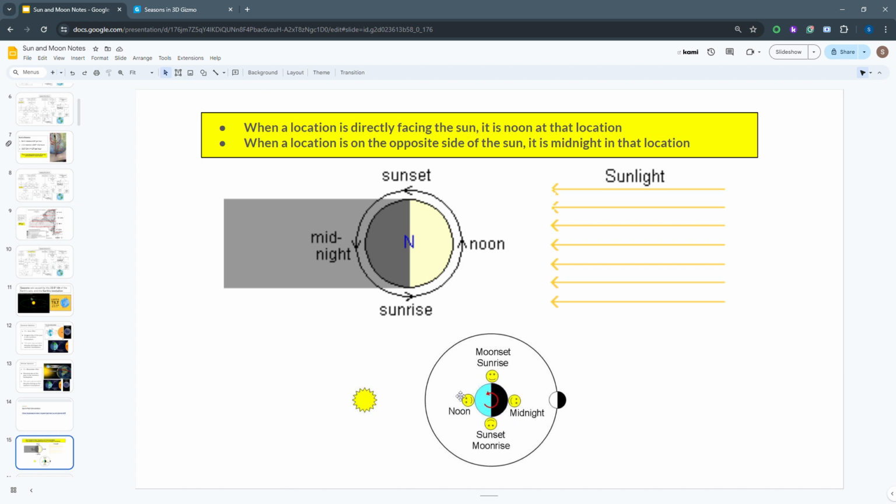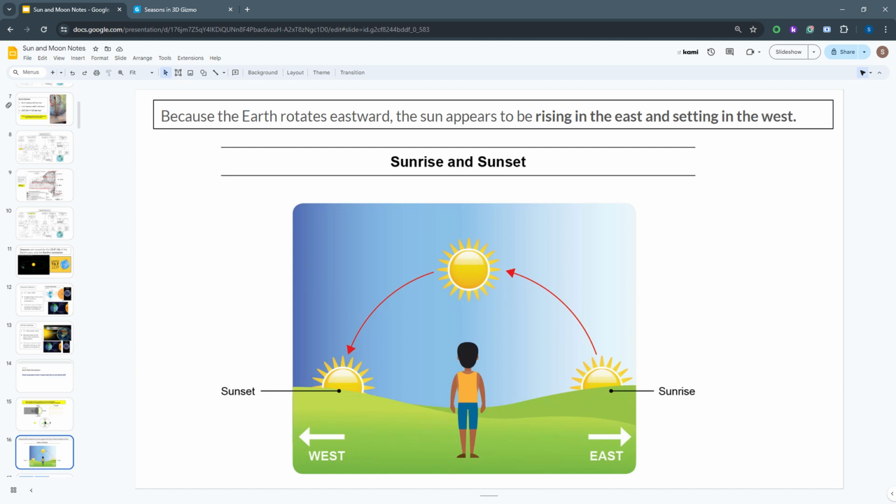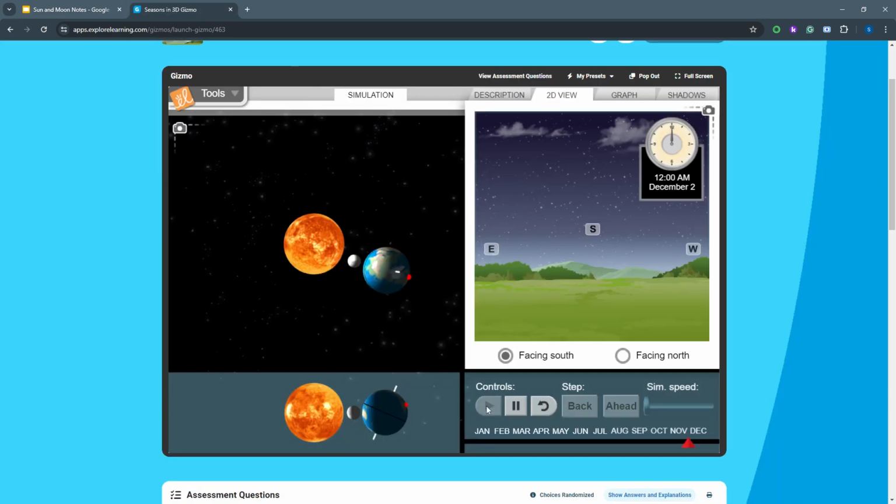And remember, the earth rotates eastward, so after midnight, you should see the sun rise, and then halfway through, noon. And in the afternoon you should see sunset halfway through, and then you'll experience midnight. We're ignoring moonrise and moonset for now. And because the earth rotates eastward, the sun appears to be rising in the east and setting in the west, just like we've seen here, right?